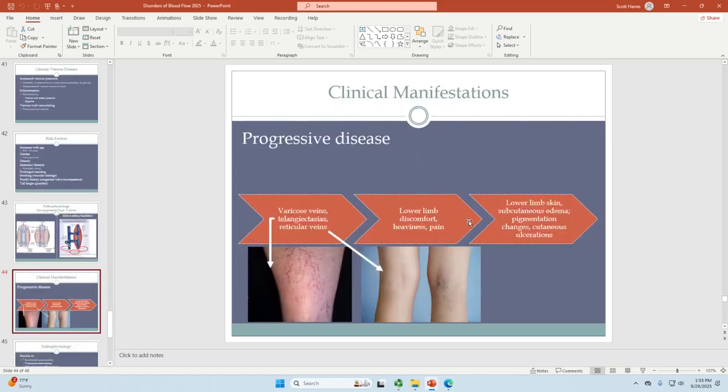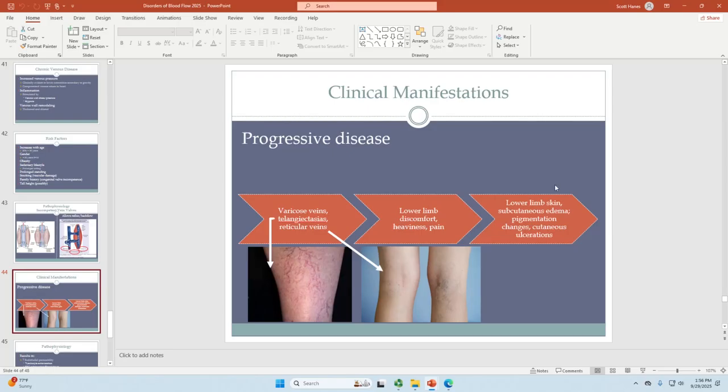So it's typically a progressive disease. It'll start with something like varicose veins, which I'll show you another picture of, telangiectasis, which are dilated capillaries because of the increased pressure, and reticular veins, which are small dilated veins that typically appear blue under the skin. Then as it progresses, you get that heaviness and pain, intermittent claudication, because of that increased pressure from too much blood in the legs.